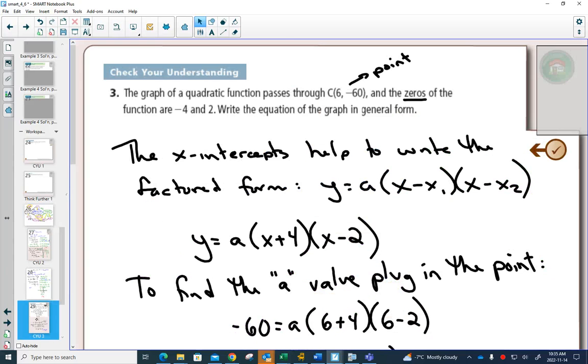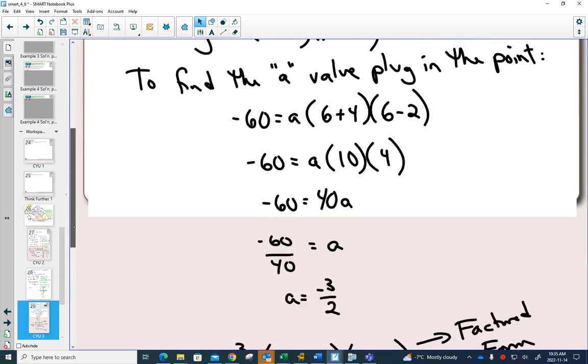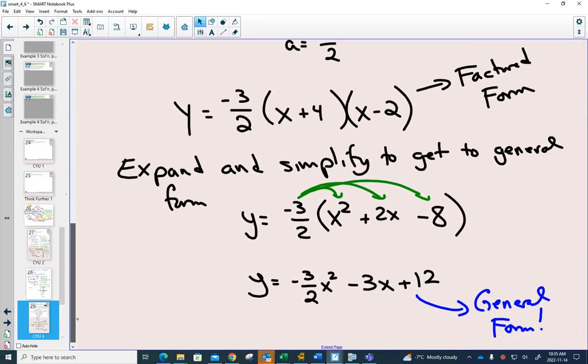Questions for practice for number 3, question number 8. Did everybody get everything copied down, or do I need to scroll down? Okay.